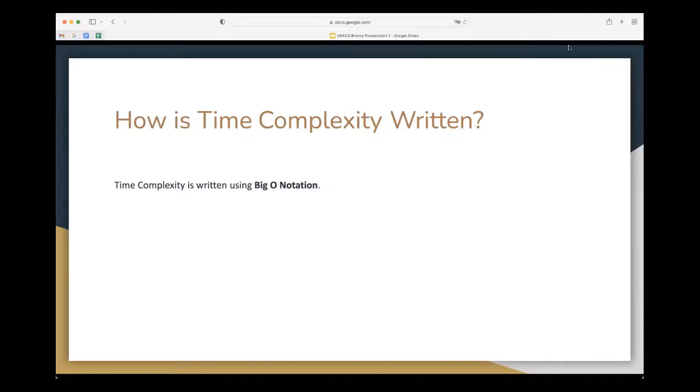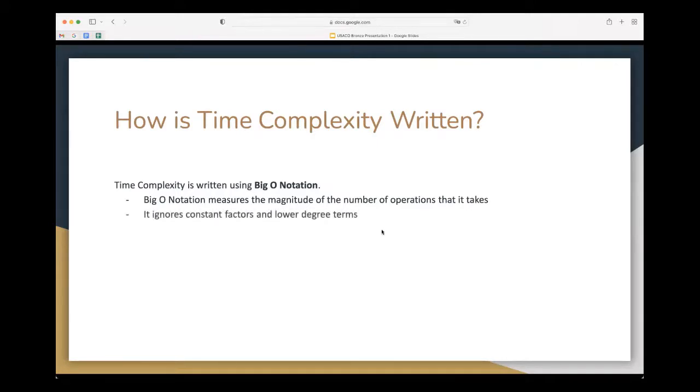Basically, it's a measure of the magnitude of the number of operations that it takes for your code to run. And it's written in terms of O of something. Basically, you don't want to include any lower degree terms or constant factors. What do I mean by constant factor or lower degree term?